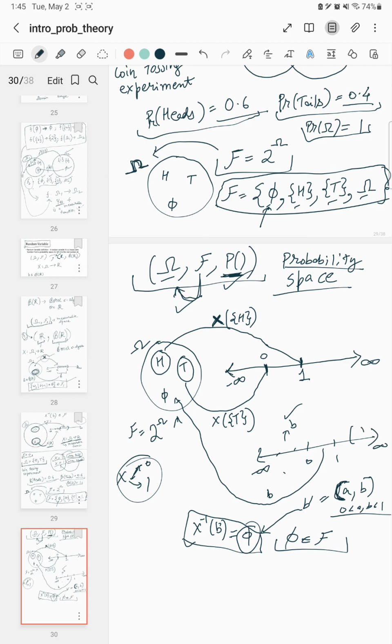Similarly, you can take a Borel set where both a and b are greater than 1, and you would again find its pre-image to be the null set, and the null set is present in the sigma algebra F. Hence this also satisfies the condition.